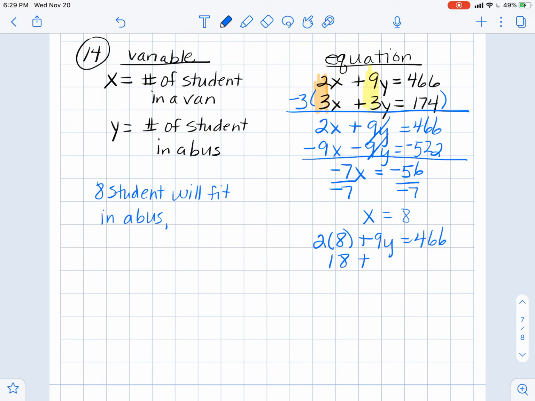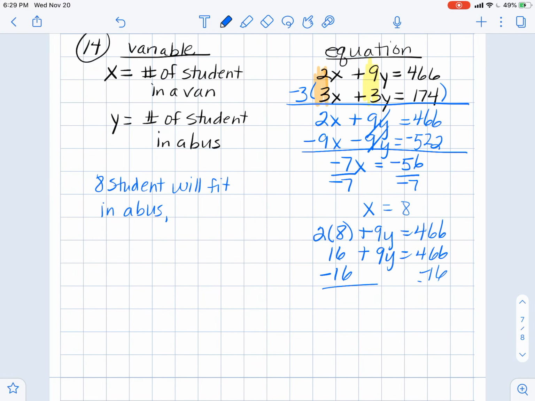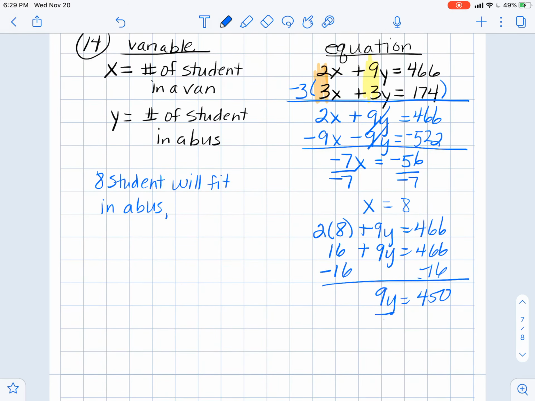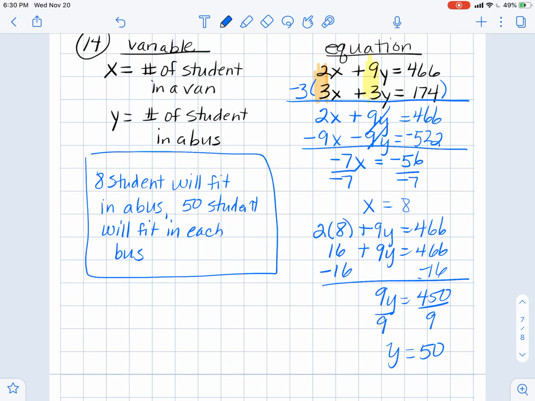So that's 16. Man, I cannot multiply. 16 plus 9y equals 466. I'm going to minus 16. So 9y equals, and that looks like 450. Divide both sides by 9, and 9 will go into 45 5 times, so my answer is 50. And so that is 50 students will fit in each van. Okay? And so that would be our final answer.